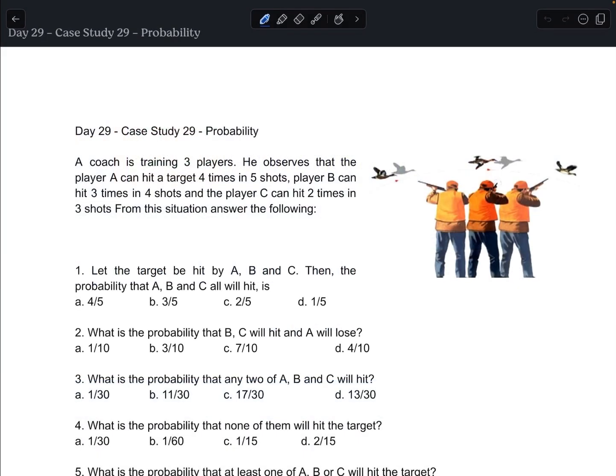The question goes like this: a coach is training three players. He observes that player A can hit a target four times in five shots. Player B can hit three times in four shots. And player C can hit two times in three shots. From this situation, answer the following.